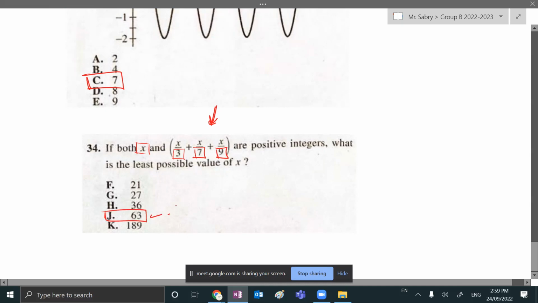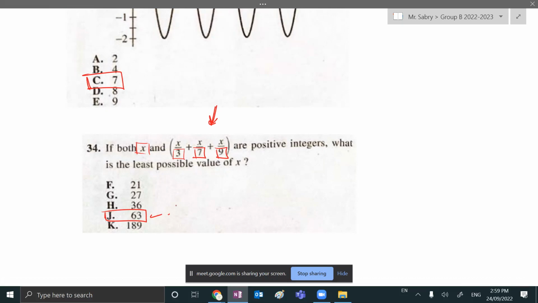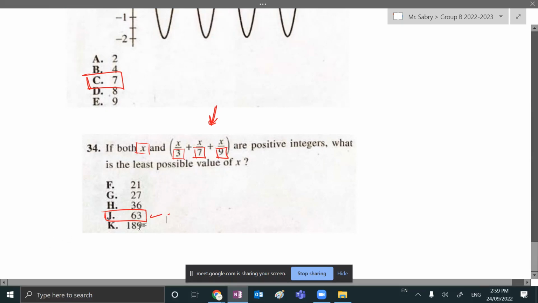So, you can just try them out without thinking at all. Just when you see an x there, substitute, or you can just think about it for a second and think of a number that's divisible by all three of them, and whatever is not divisible by any of them, just remove.